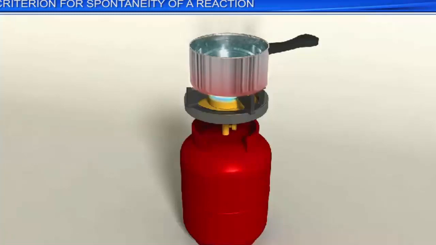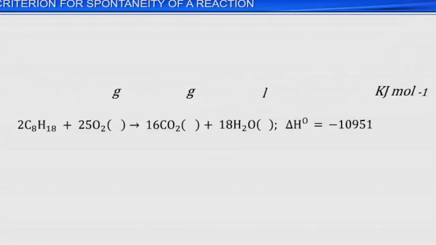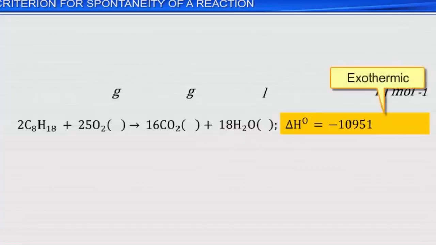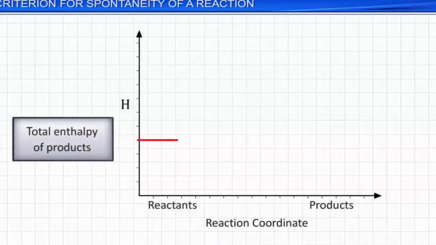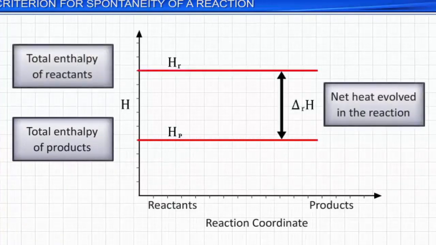Now, let's look at some spontaneous chemical reactions. When octane burns spontaneously in oxygen, it gives carbon dioxide and water. Heat is evolved. Hence, the reaction is exothermic. The reaction can be illustrated as shown here. As seen in the diagram, the reaction is accompanied by evolution of heat.